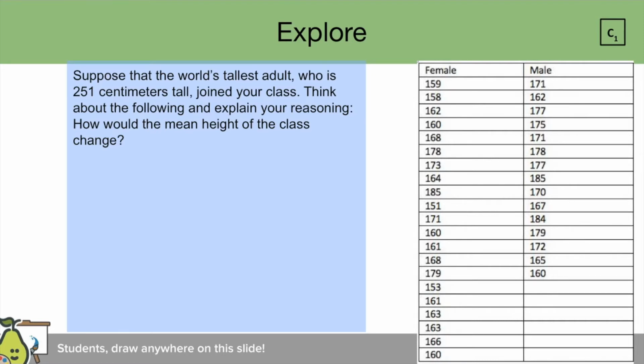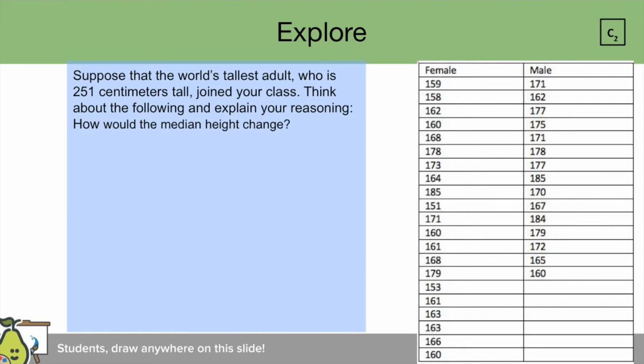your class. Think about the following and explain your reasoning. How would the mean height of the class change? So for this slide, students are not calculating that mean. Have them focus on how they think the mean would change. So students should be able to articulate that the mean would increase due to this outlier.